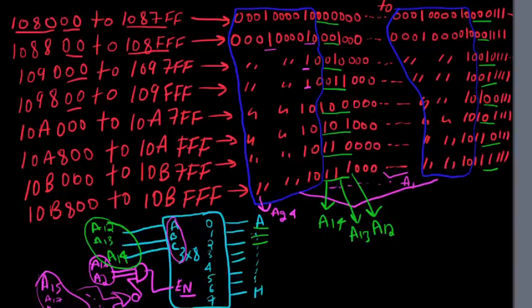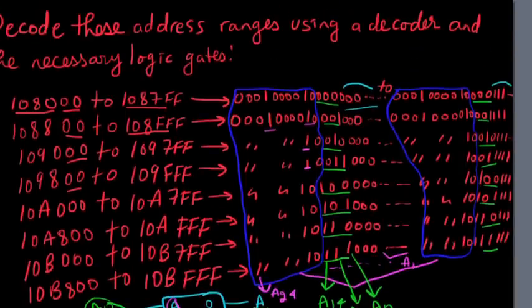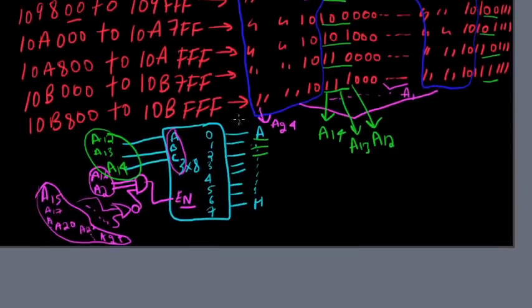What's remaining at the final stage here? These final bits are all zeros as you can see, and all ones here. It just shows that it goes through all ranges, all zeros and all ones, so all possible combinations can work. Hence, you do not need any circuitry here because it's not restricted to a specific address or combination. Hence, they're not going to be included in the circuitry. In other words, to answer the question, to decode these address ranges using a decoder and the necessary logic gates, you'll only need this circuit as you can see here. That's the answer to it.